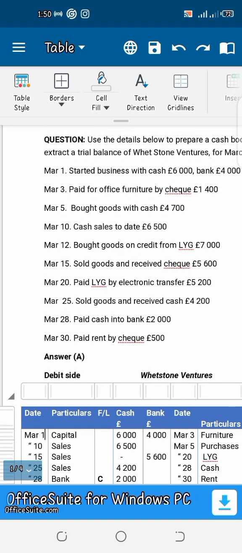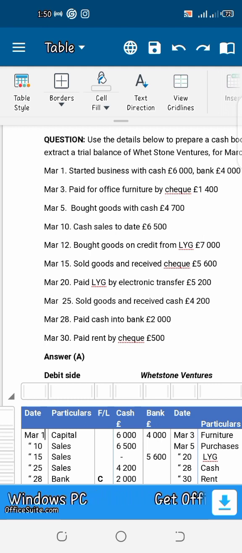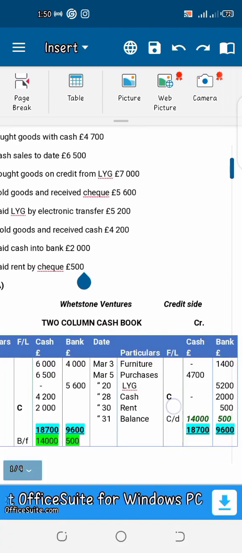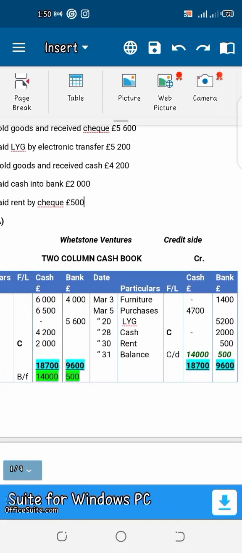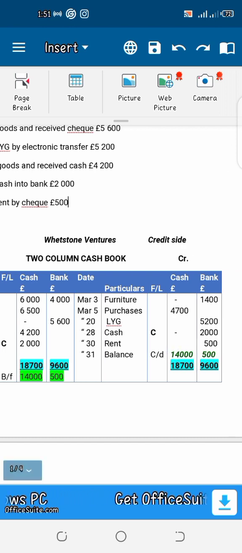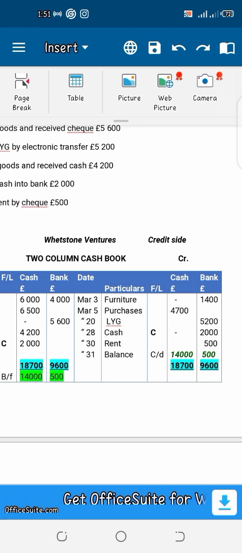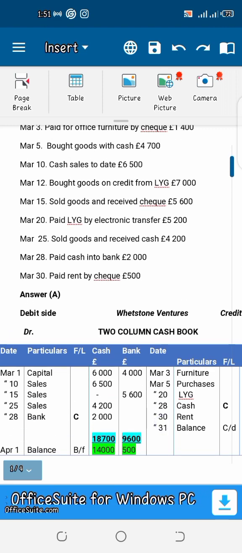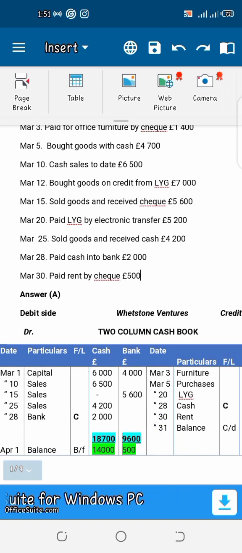March 5, bought goods with cash 4,700. This is a payment, money going out of the business, and of course it's going to the credit side, which is March 5th, purchases 4,700, recorded in the cash column because it was bought with cash. Then we have the next date, March 10, cash sales to date £6,500.